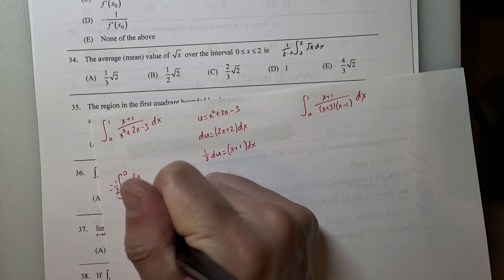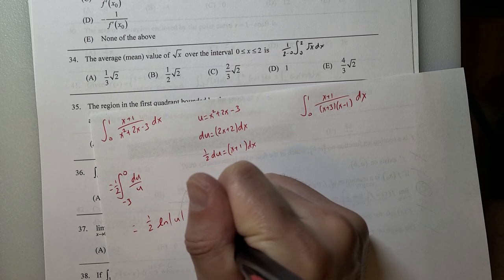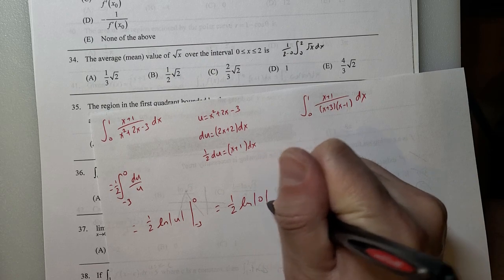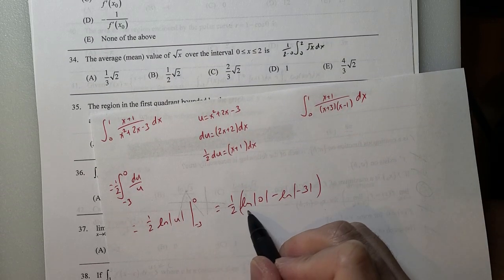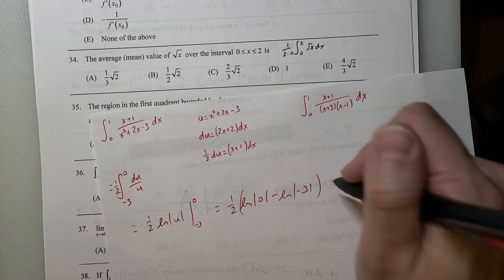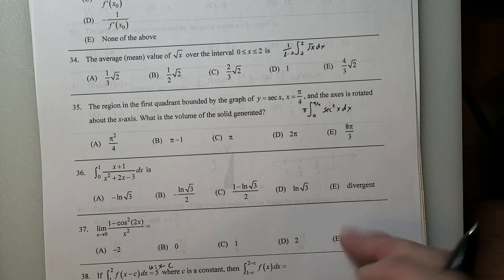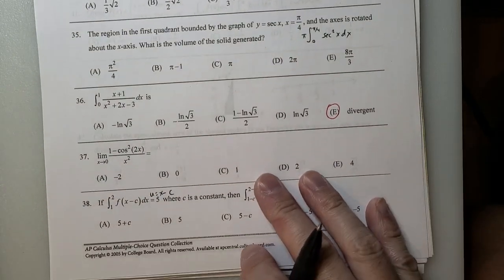It is half log of u evaluated from negative 3 to 0. So half log of 0 minus log of minus 3. This is infinite, so this is a divergent improper integral. Okay, so 36 is E. Okay, that was a good question.